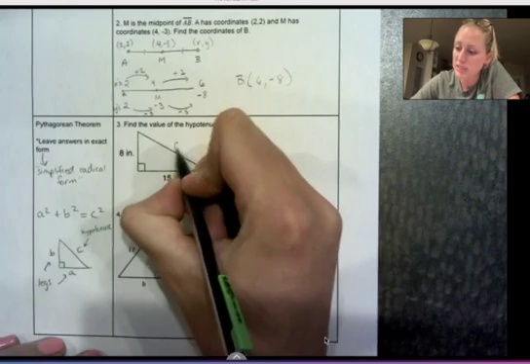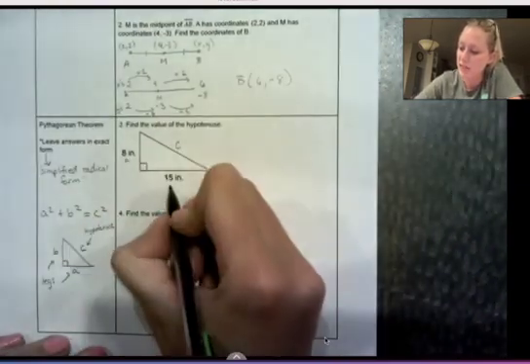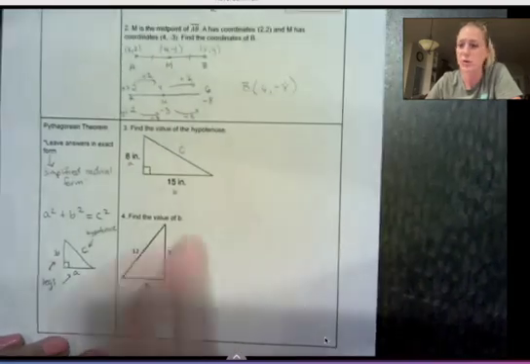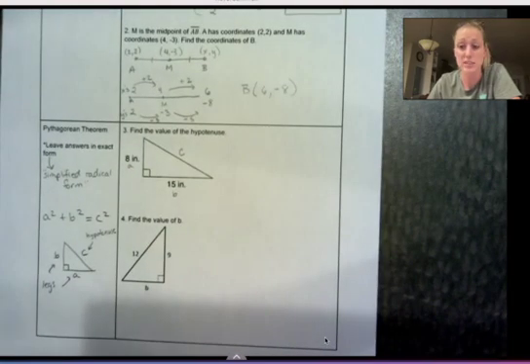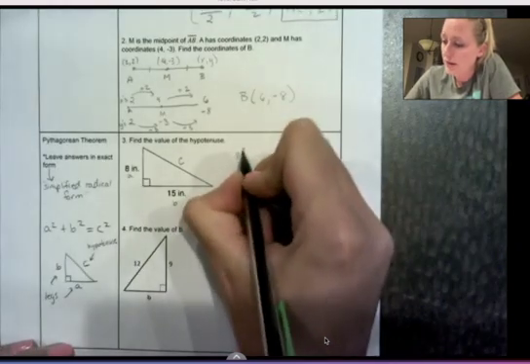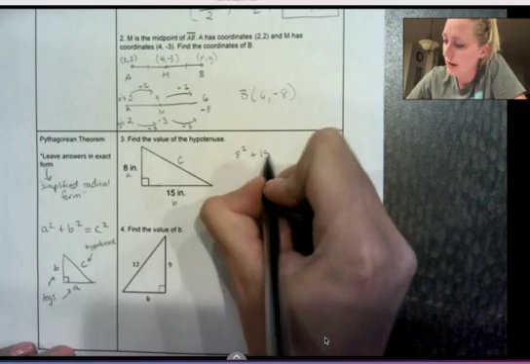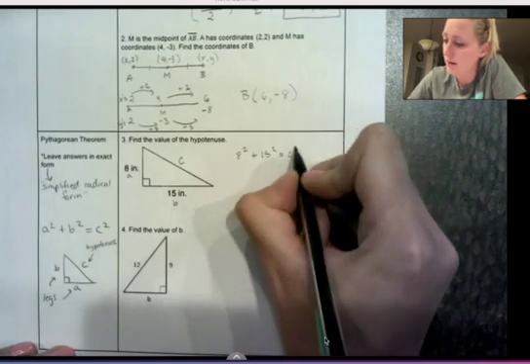So the hypotenuse is C. That's what we're trying to find. So that means 8 and 15 are A and B, and it doesn't matter which one I make A, which one I make B, as long as they're the legs and not the hypotenuse. So A squared, I'm plugging in the numbers here, A is 8, plus B squared equals C squared.